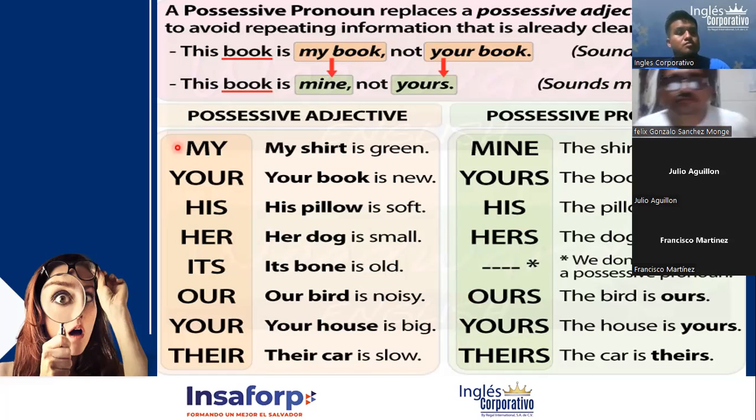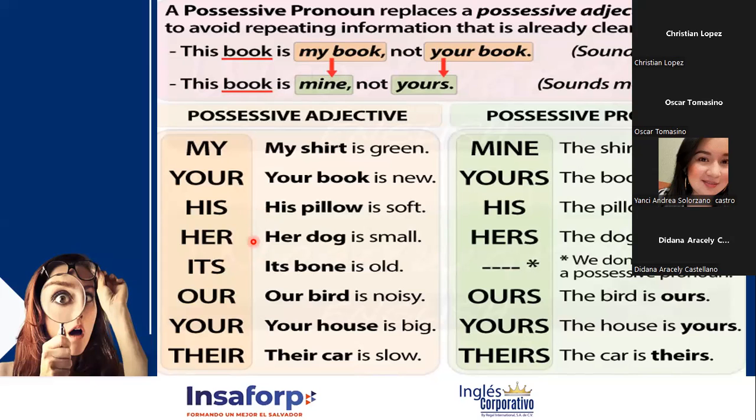My chair is green. Okay. Now. Your book is new. Okay, number three. No, no, no. That's number two. This one right here, number three. His pillow is soft. Okay. Number four. Her dog is small. Okay. Christian, are you there, Christian? Well, I guess Christian is not there once again. So let's go with the next one.